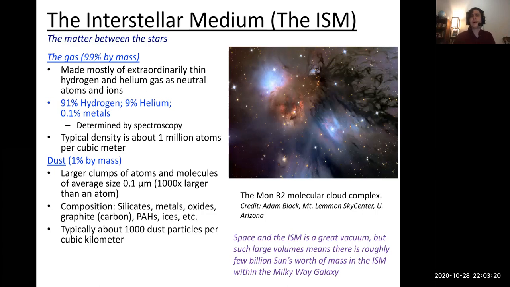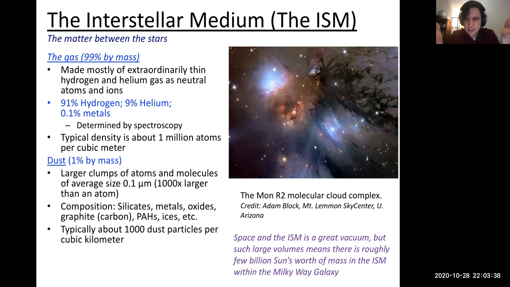And typically you have about 1,000 dust particles per cubic kilometer. So imagine a kilometer box, a kilometer on one side, a kilometer deep, and a kilometer high, and then just putting 1,000 of these 0.1 micron sized dust particles in there.